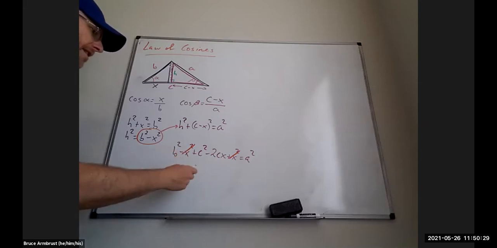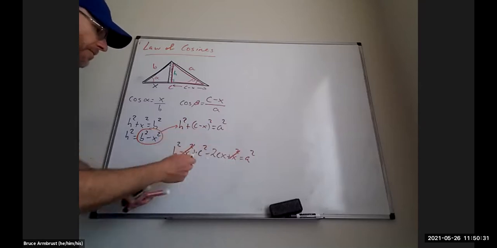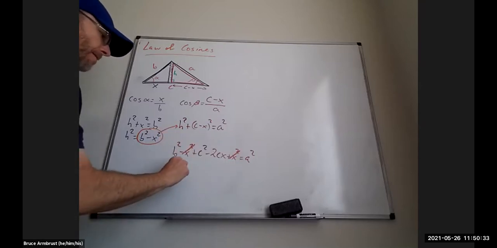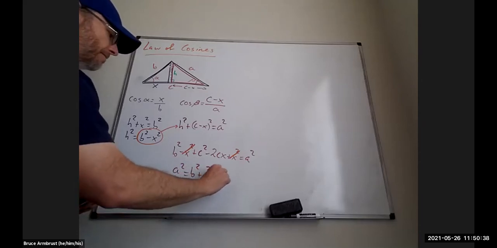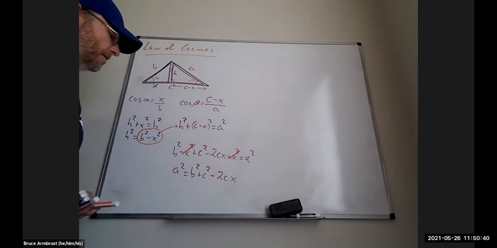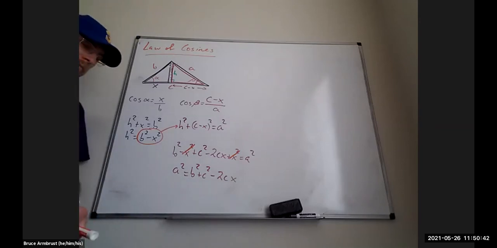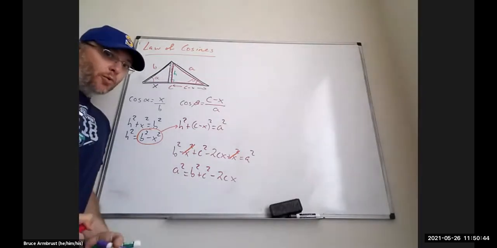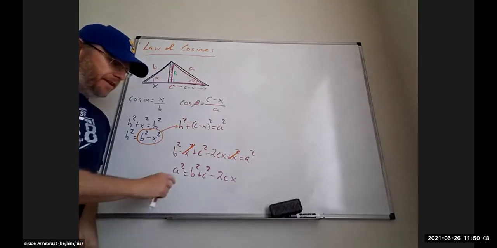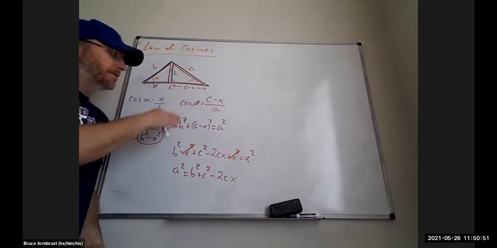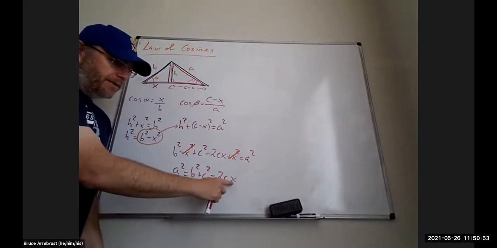So once that's gone, I'm going to just switch sides real quick here. So we get a squared is equal to b squared plus c squared minus 2cx. So almost everything is gone, right? There's just very little bit left in here. I mean, we got our a, b, and c. We got our three sides. But let's get rid of this x right here.